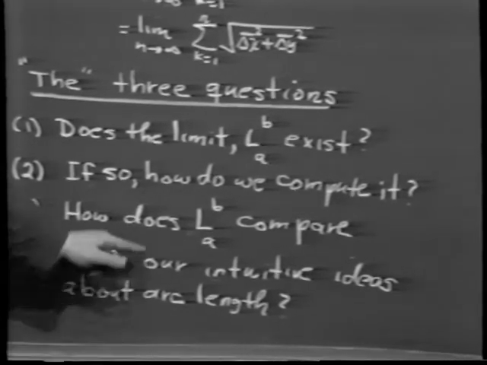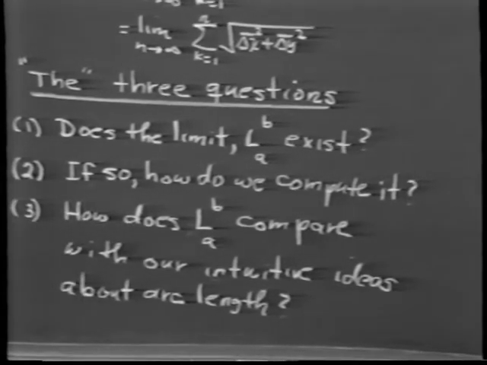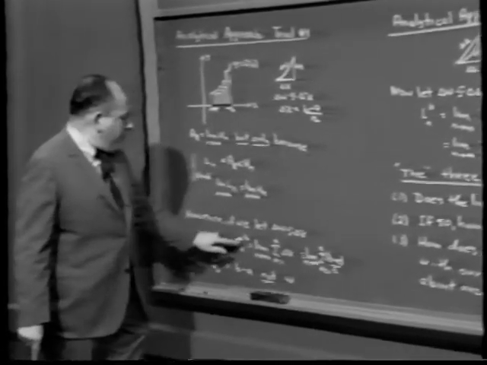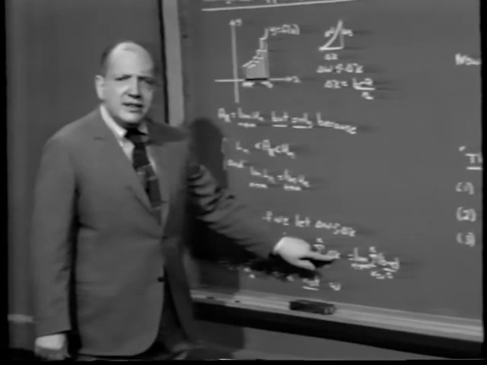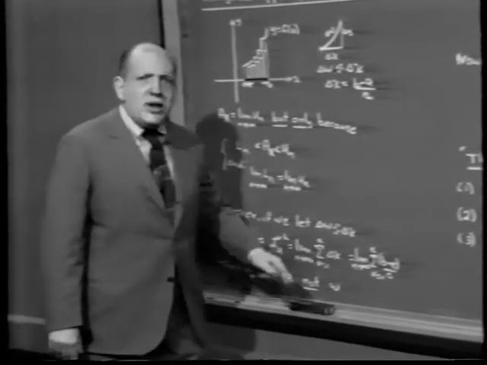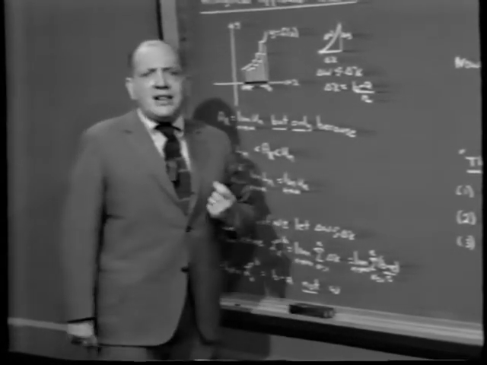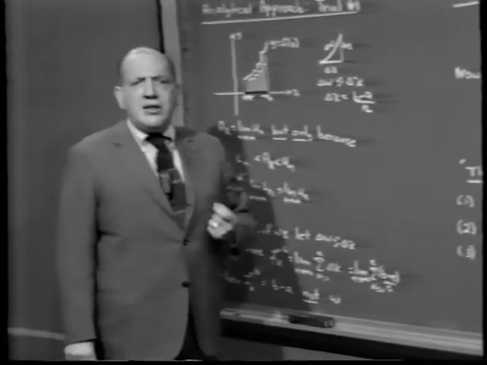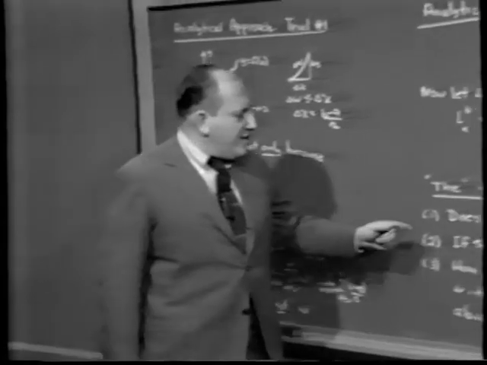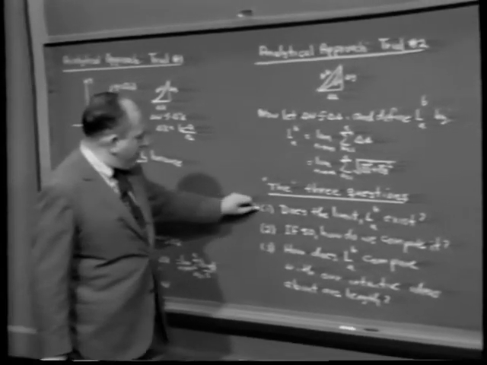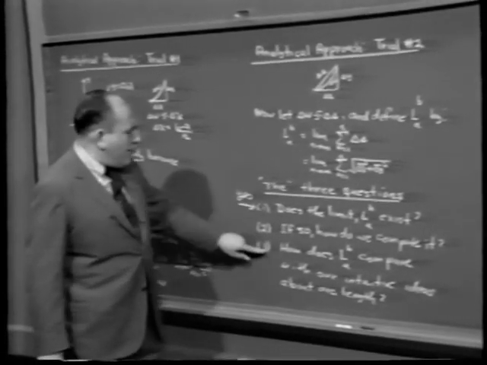In other words, if you recall what we did just a few minutes ago, we defined script L from A to B to be a certain limit. We showed that that limit existed. The problem was that limit, even though it existed, did not give us an answer that agreed intuitively with what we believed arc length was supposed to mean. In other words, we've assumed the answer to the first question is yes. Now we have two questions to answer.